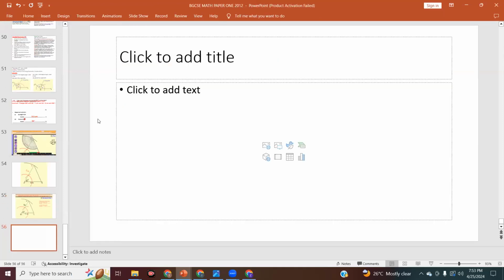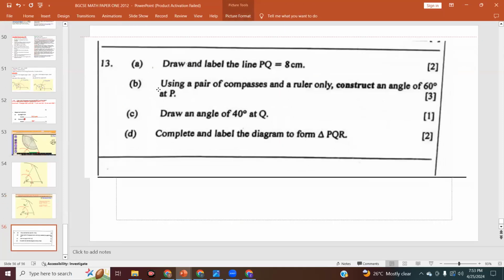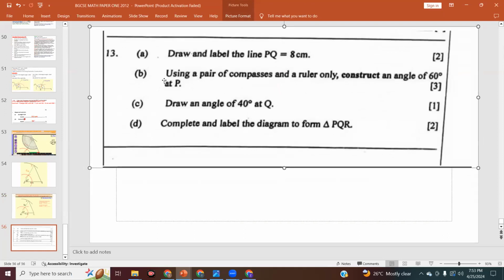So this one says, draw and label the line PQ, call it 8 centimeters. Using a pair of compasses and a ruler only, construct an angle of 60 degrees at P. Complete and label the diagram, and then draw a 40-degree angle at Q. Then complete and label the diagram to form triangle PQR. So let's actually do this question. First, I have to write it down. It says, draw and label the line PQ equal to 8 centimeters.